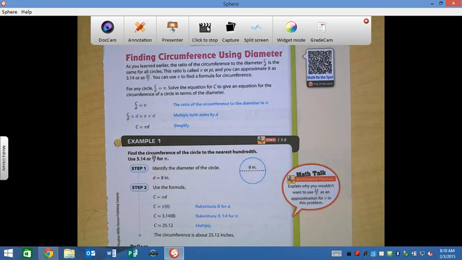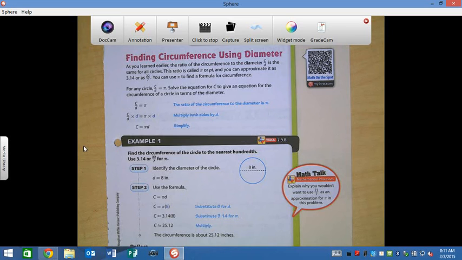You can use pi to find the formula for circumference. So, through all of this work right here, we're solving the equation for circumference. We're solving for C. So, how do we get rid of dividing by D? We multiply by D. So, if I multiply the left side of my equation by D, I have to multiply the right side of my equation by D. That's what's happening right here, so that these two are going to cancel each other out. And we have our circumference formula, which is circumference equals pi times diameter.